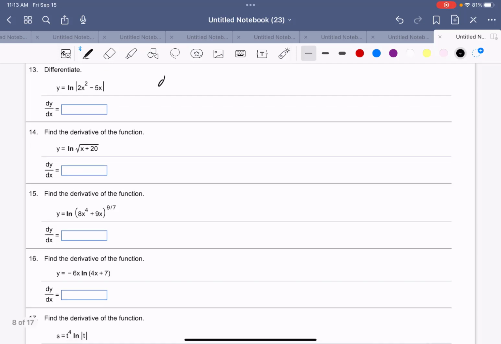The derivative of this, dy dx, will be 1 over 2x squared minus 5x times the derivative of that, which is 4x minus 5. And so we go ahead and multiply that 4x minus 5 times that 1, and we get a final answer of 4x minus 5 over 2x squared minus 5x.